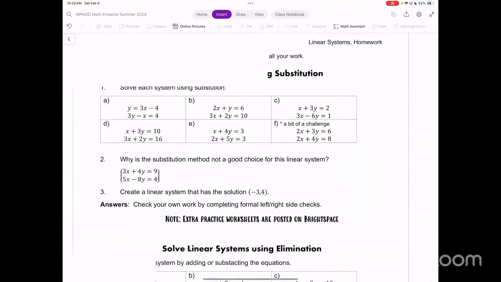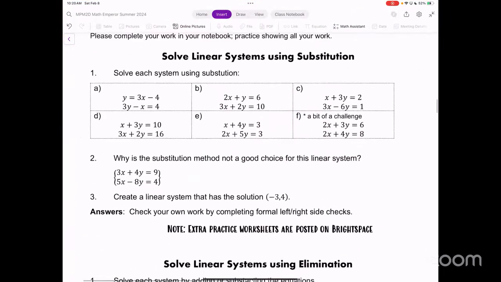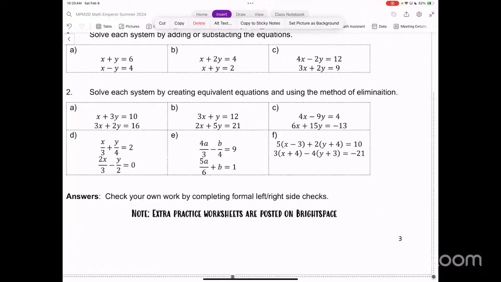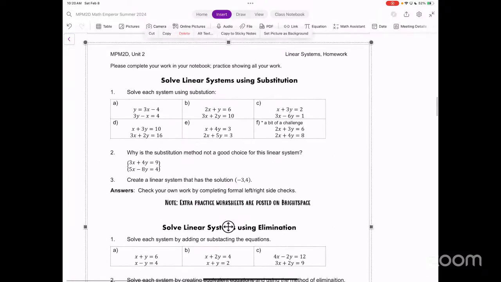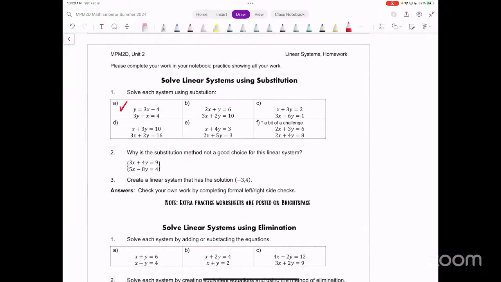So what we're going to do, guys, we're going back to working on question A first. You guys are going to do question A first. Can you guys do question A? Then I will check it, and then B.